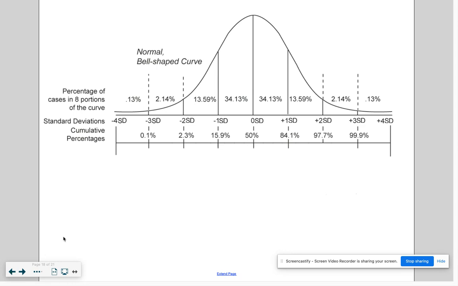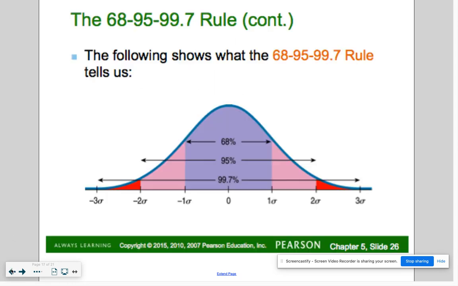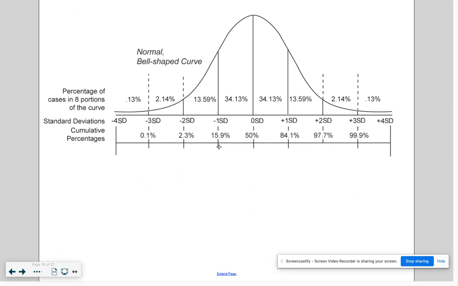You don't need to memorize all these numbers or anything. This is what you should memorize: 68, 95, and 99.7. 68, 95, 99.7. Memorize that. You can figure out a lot of stuff just from those three numbers. But this does accumulate it for us. You can see there's a little accumulation at the bottom. These break it into sections on the top. It's kind of nice to look at. It's a good reference for you too.